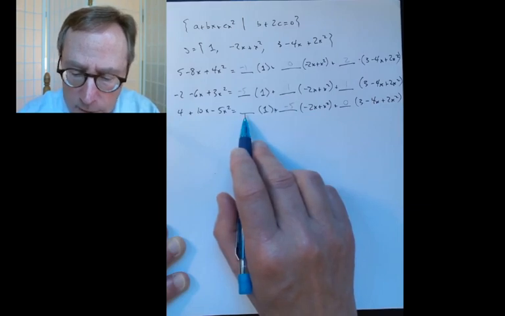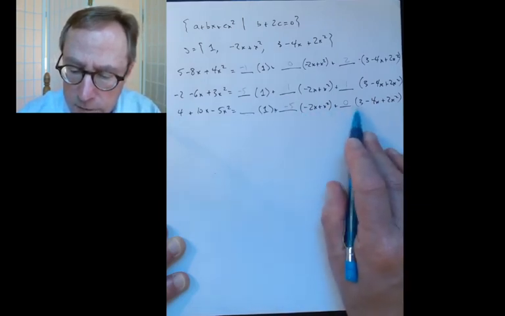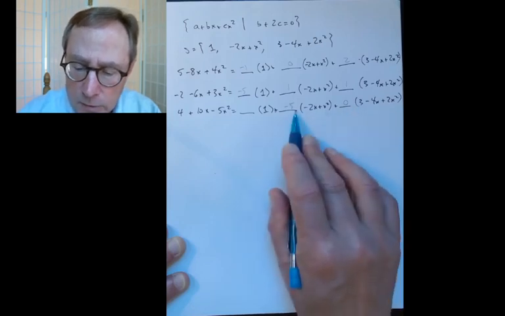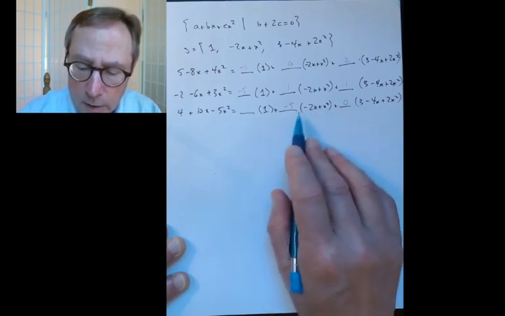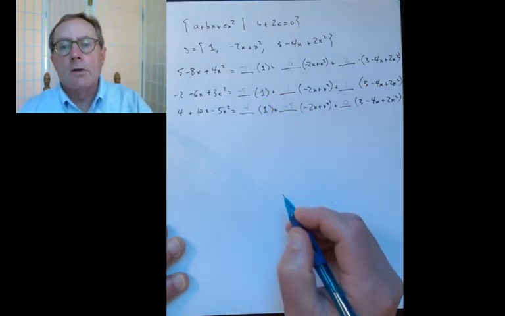And what am I going to do for the constant term? This has a constant term, but it's multiplied by 0, so I don't need to worry about it. So I think if I put a 4 there, I think I'm in business.